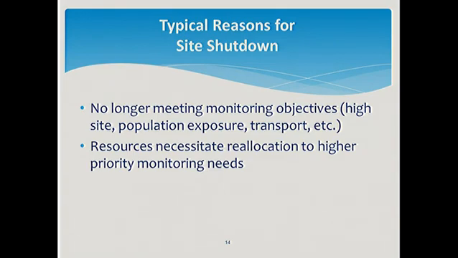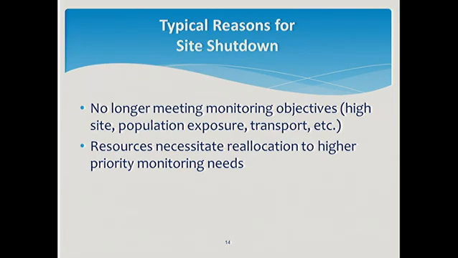And you, the operator, may see that we're no longer meeting monitoring objectives. There may be changes that have occurred at the site, or the planning folks may see that this is no longer the high site. It's no longer really a good measure of population exposure or transport. There's a number of reasons to shut a site down.